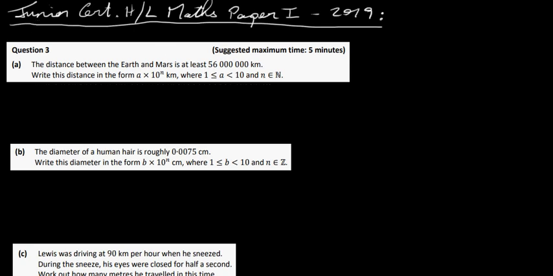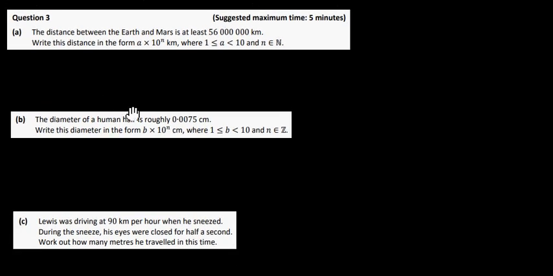Okay, so let's have a look at the Junior Certificate Higher Level Maths Paper 1 for 2019, questions 3 and 4. So in question 3 here we're looking at the distance between Earth and Mars, and we're told that it's at least 56 million kilometers. Write the distance in the form a by 10 to the power of n kilometers, where a is greater than or equal to 1, less than 10, and n is a natural number.